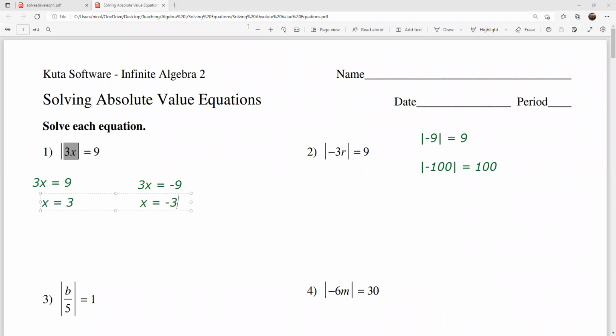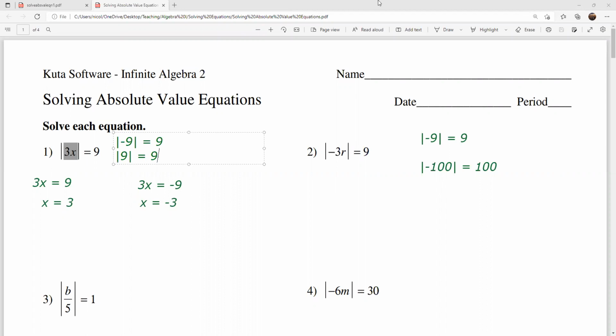Because if you were to plug in a -3, you would get -9. But since it's the absolute value of -9, that's equal to 9. When you plug in a +3, you get 9, which is also still just the absolute value of 9. So the same thing goes for number 2. You would get 3 and -3, and you can check your answer.